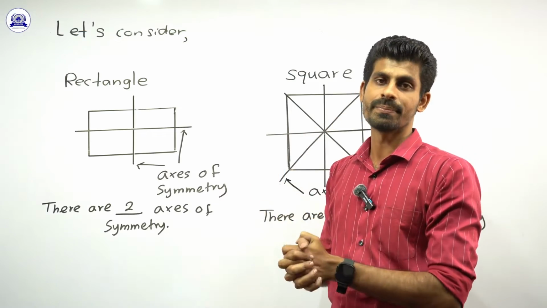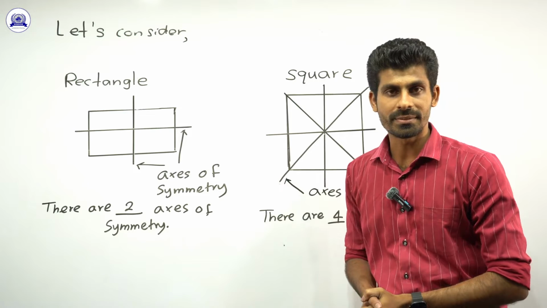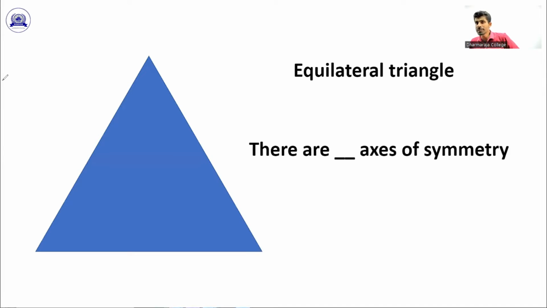And for the circle, right? Just quickly note it down and you need to draw this one. Look at the figure, equilateral triangle. Right, okay, let's try to count how many axes there are for the equilateral triangle.